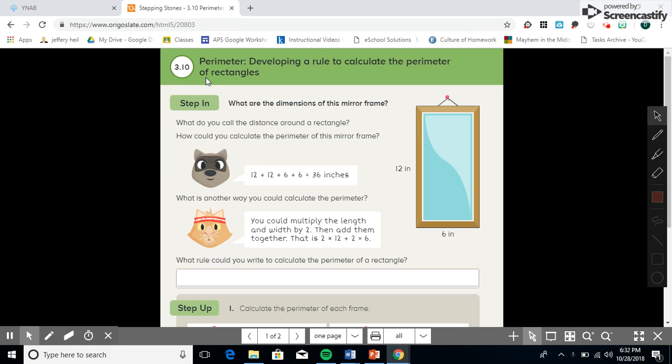This is Stepping Stones lesson 3.10. We are now working with perimeter, and we are developing a rule to calculate the perimeter of rectangles.